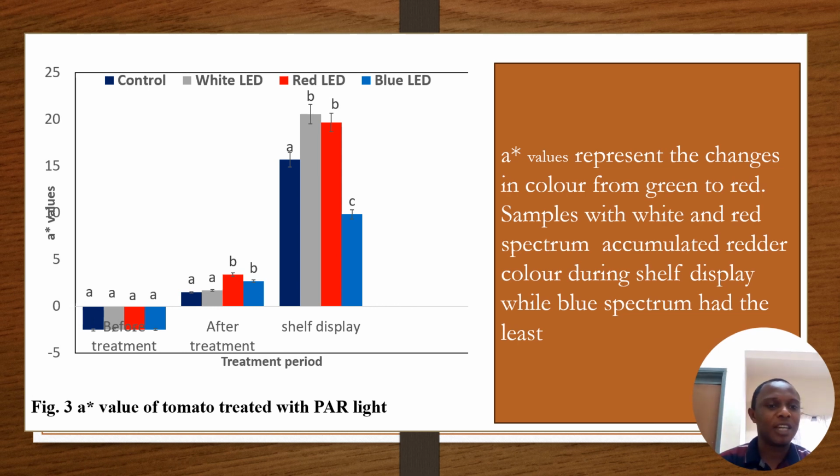The A value, which indicates the progression of color changes from green to red, reveals that during shelf display, the red and white spectrum accumulated more red color than the control and the blue spectrum. This aligned with the submission of Lorente 2016, whose study revealed that the red spectrum enhances ripening of tomatoes. But this study has provided additional findings showing that the white spectrum can also enhance ripening in tomatoes, while the blue spectrum delays ripening.